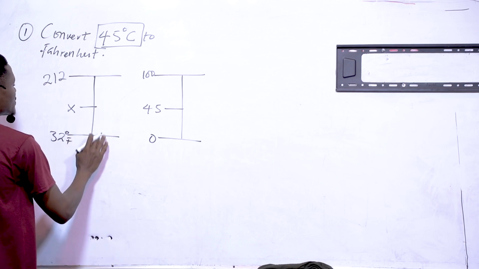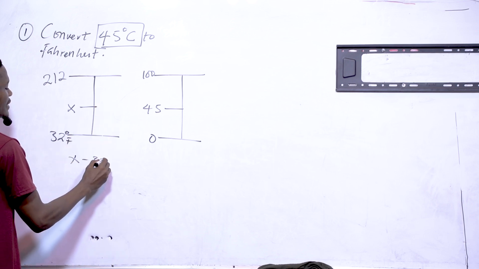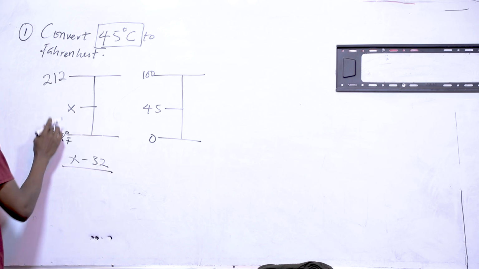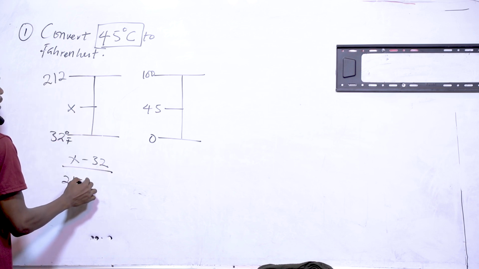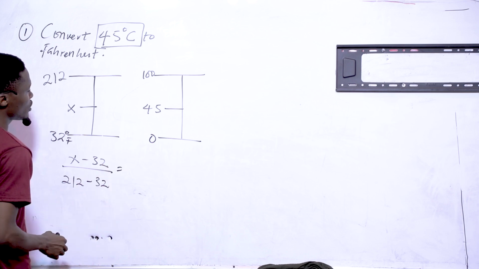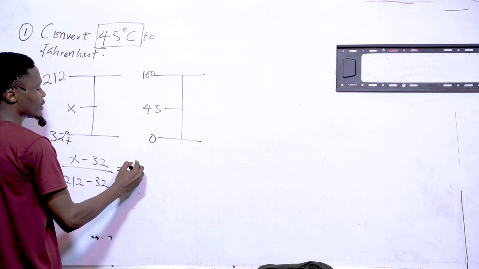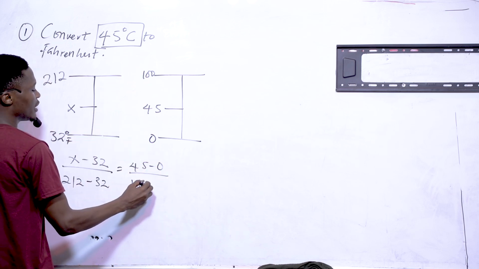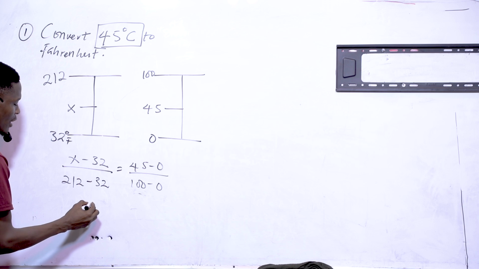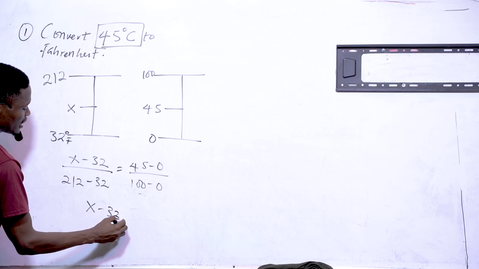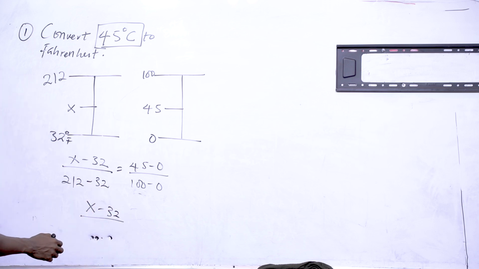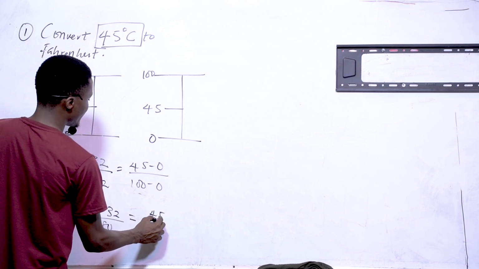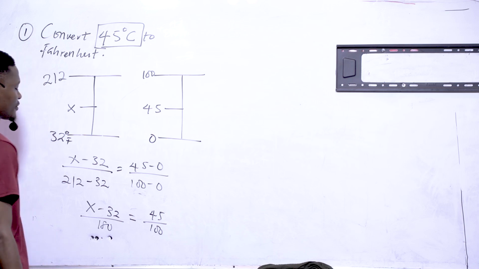So small interval, what is my small interval? X minus 32. So this is my small interval. Over, what is my large interval? Here and here. So 212 minus 32. And what is my small interval here? 45 minus 0, over, what is my large interval? 100 minus 0. So I will say X minus 32 is equal to 212 minus 32, which will give me 180, is equal to 45 divided by 100.